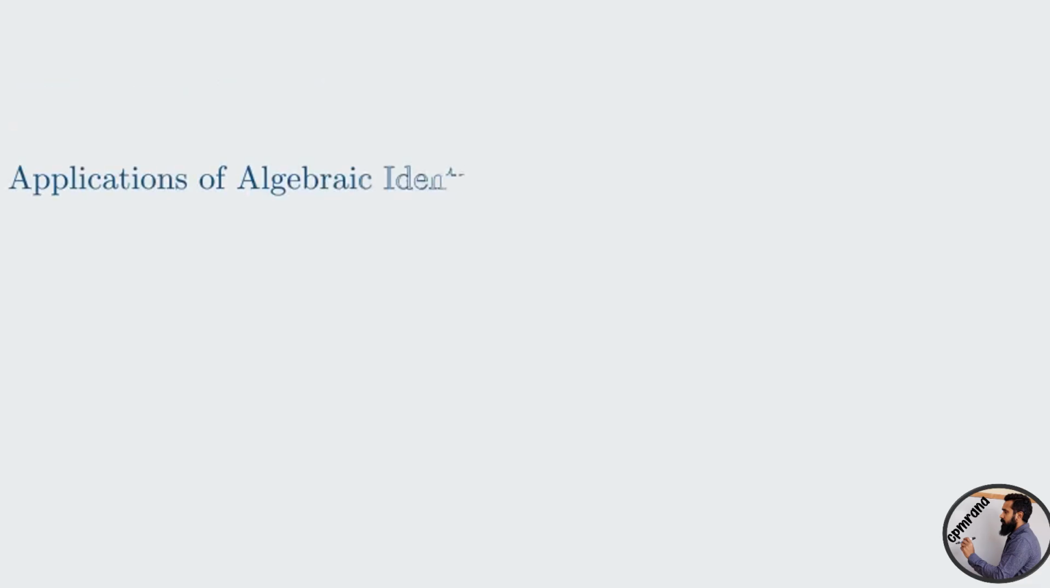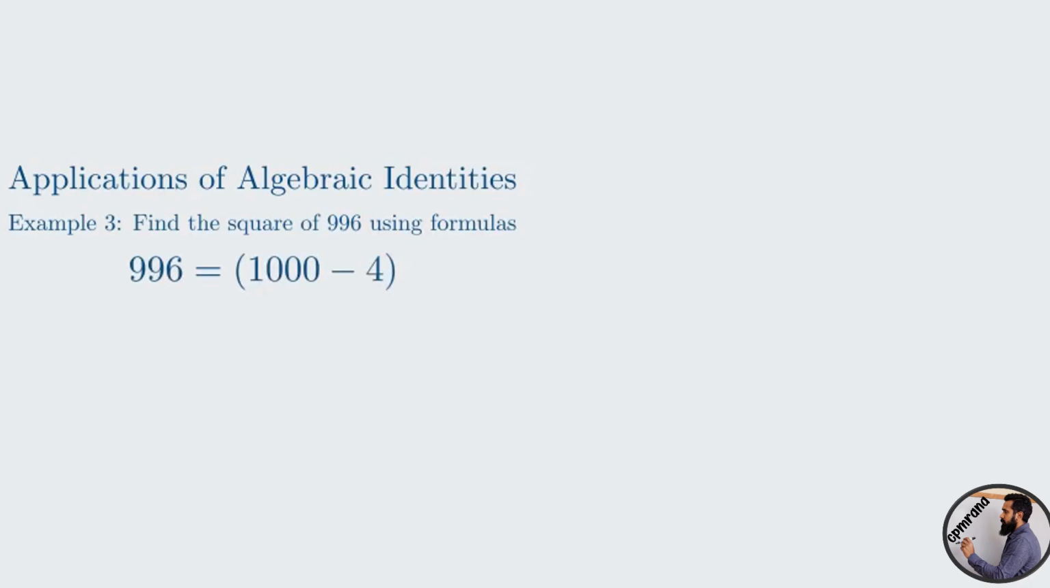These identities aren't just for variables. We can also use them to perform mental math for large numbers. Suppose we want to calculate 996 squared without long multiplication. We can rewrite 996 as 1000 minus 4. This fits our subtraction identity perfectly. So, we are looking for the square of the quantity 1000 minus 4.